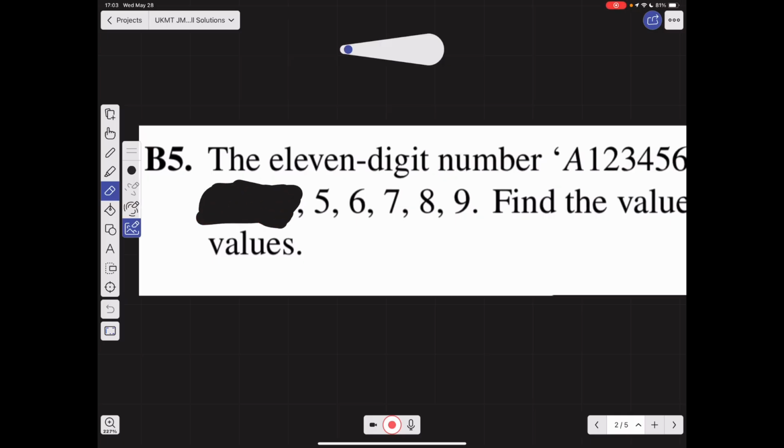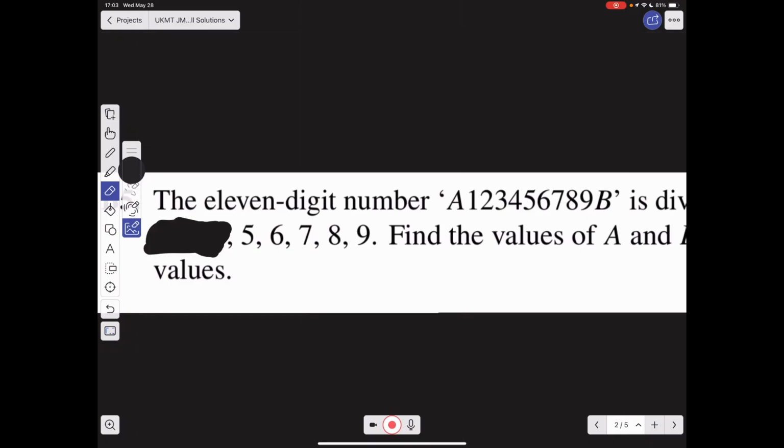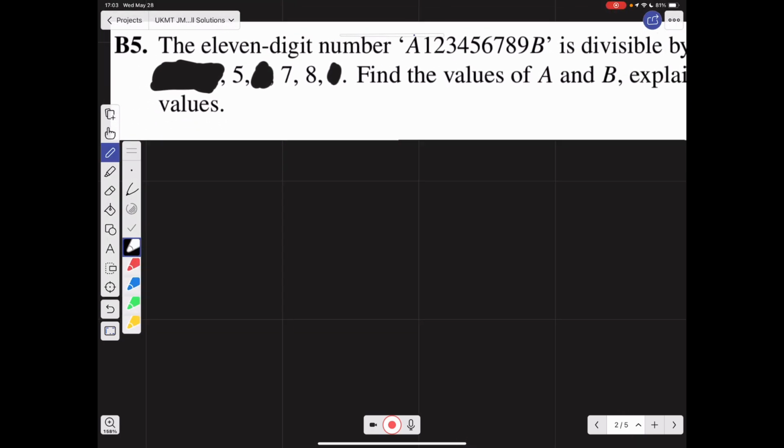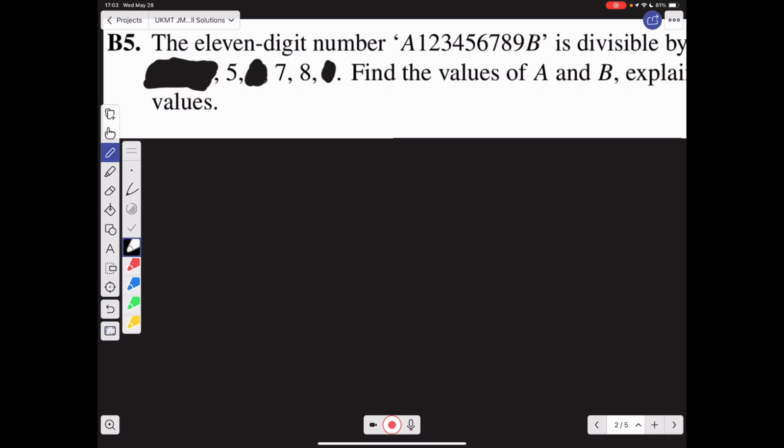Now, since we already know it's divisible by 2 and 3 from before, it also has to be divisible by 6. And since it's divisible by 3 and 6, it has to be divisible by 9. So we're left with 5, 7, 8 to choose from. Let's just say it's divisible by 8, not 5, because 8 and 5 are the main arguers. 5 ends in a 0 or a 5, and 8 ends in even digits, so that's a big argument, so I'm going to start with that.